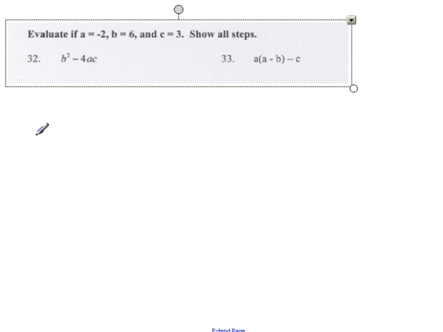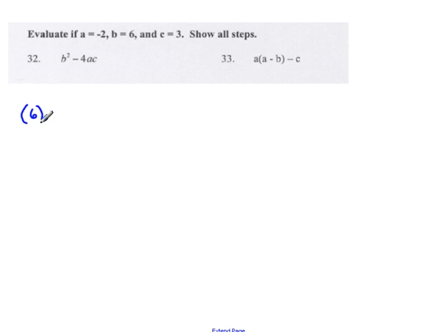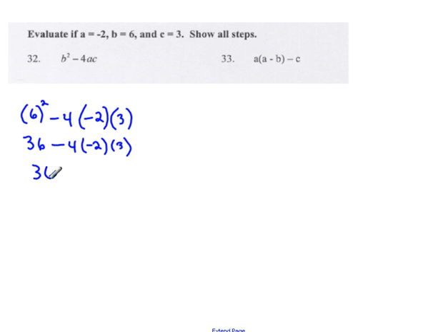Okay, problem 32 and 33 are the same as the ones we just did, except you have one additional step. Substitute in the values for A, B, and C first. So B is 6, and it says to square it, minus 4 times A, which is negative 2, and C, which is 3. Now follow the order of operations. Well, exponent first, and now we have multiplication next. So minus, and then when you multiply all this together you get negative 24. And then finally minus a minus is a plus. And then when you add that together you get 60.